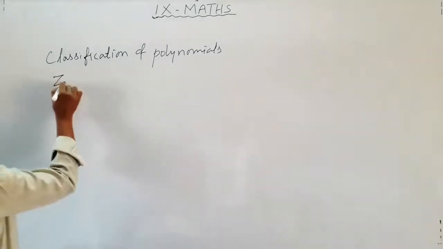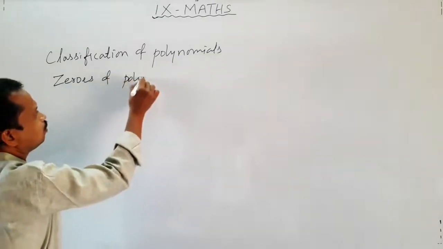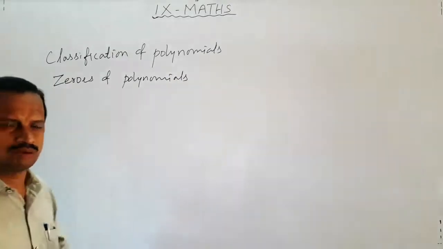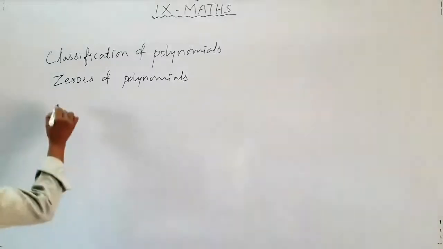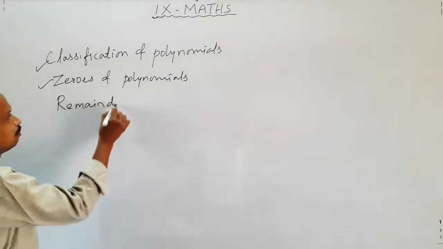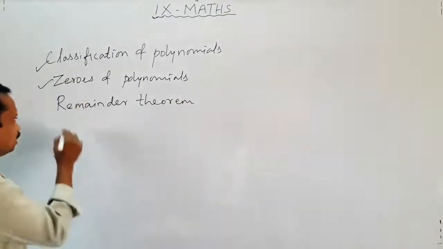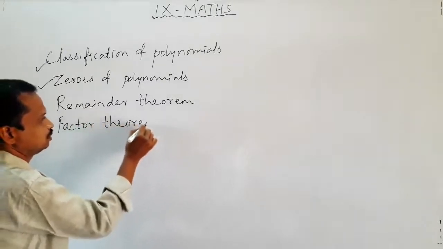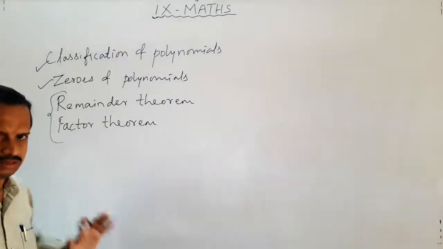Next, zeros of polynomials. Okay, this also we have finished. This is under the exercise 2.2. So now coming to the remainder theorem. Remainder theorem, okay, and then factor theorem. So these two we have to see in this class.